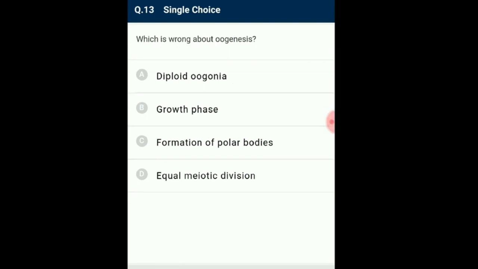Question number 13. Which is wrong about oogenesis? During oogenesis, the primary oocyte undergoes first meiotic division. This results in the formation of 2 daughter cells. These are the secondary oocyte and a first polar body. These are unequal in size. Polar bodies are much smaller in diameter than the oocyte because the cytoplasm is retained in bulk in the secondary oocyte. This occurs because the secondary oocyte will get converted into ovum and if fertilized will form a zygote. Hence the retained cytoplasm will act as stored food for the developing zygote. This is the main difference between oogenesis and meiotic division in other cells. So the answer is option D, equal meiotic division.